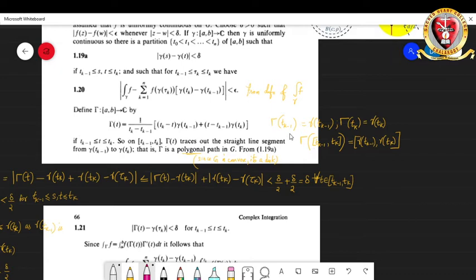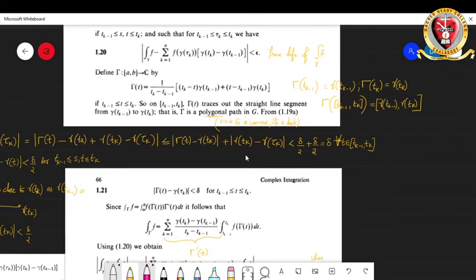And that makes us infer that capital gamma of the closed interval [tk minus 1, tk] is equal to the closed interval from gamma of tk minus 1 to gamma of tk. That means this function is making out a straight line segment as an image from gamma of tk minus 1 to gamma of tk. And that happens to be inside G, and that is a polygonal path, since G is convex and it's a disk. Okay.